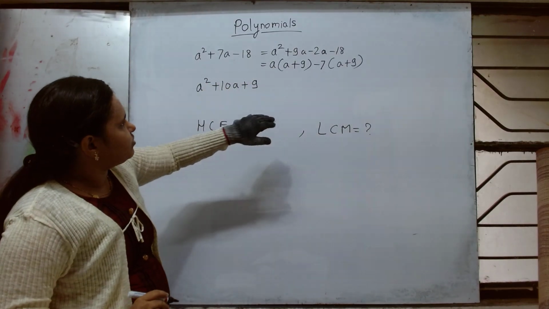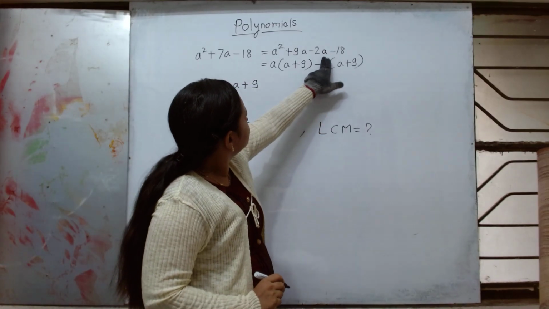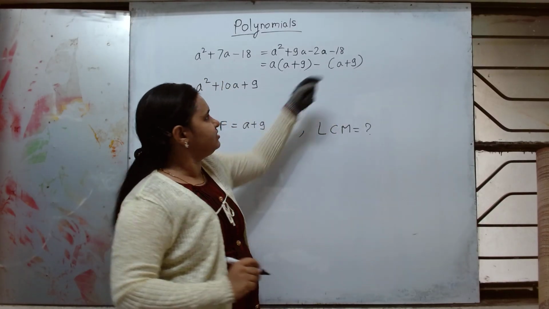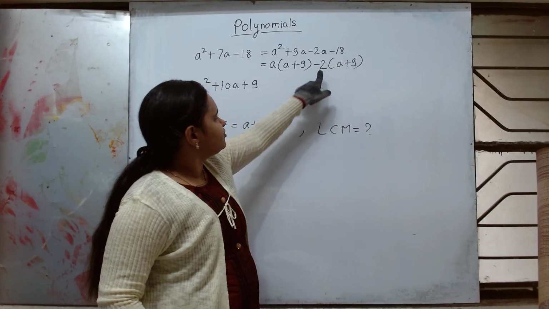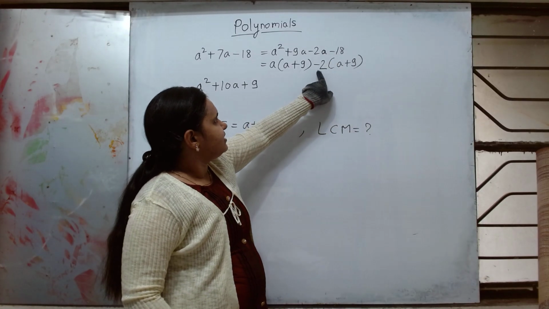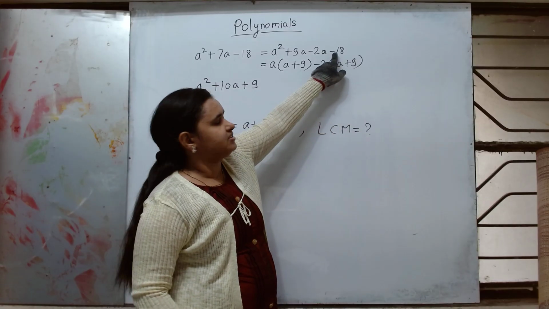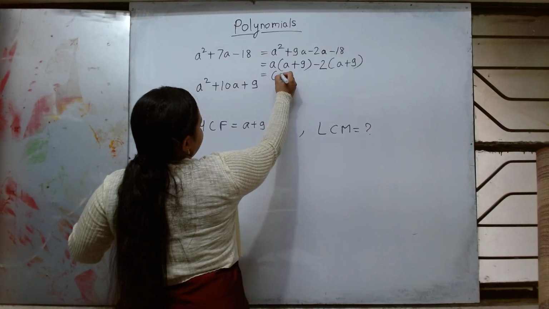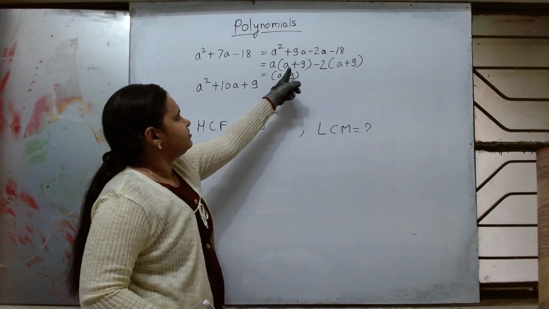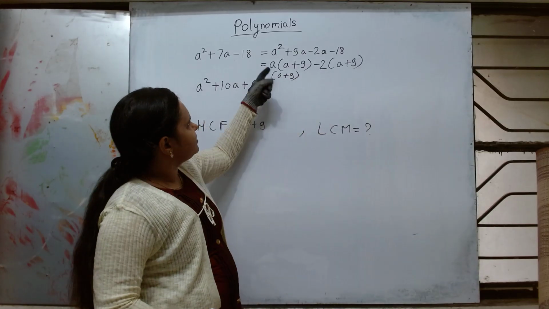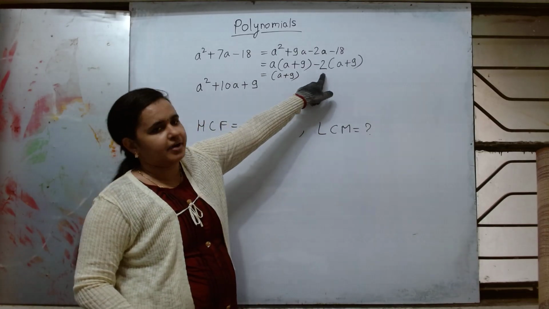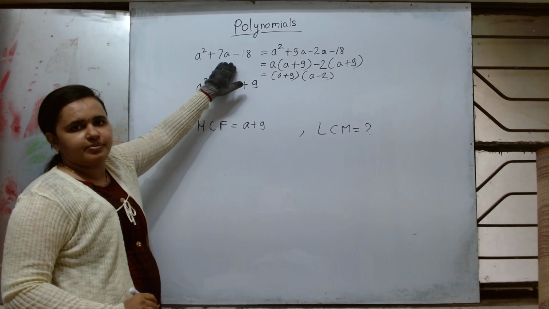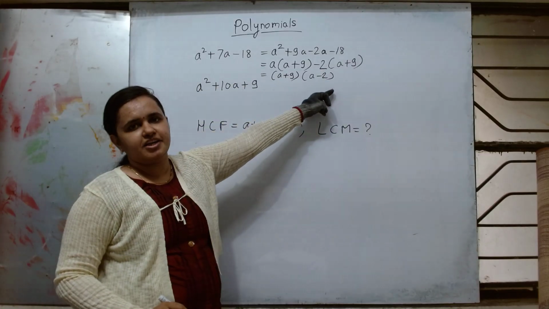Okay. Now here, I have taken a plus 9 common. What is remaining? Minus 2. So minus 2a here, and minus 2 multiplied by 9 is minus 18. Okay. So the factors will be a plus 9, bracket common, and outside the bracket is a minus 2. So the factors of this a square plus 7a minus 18 are a plus 9 and a minus 2.